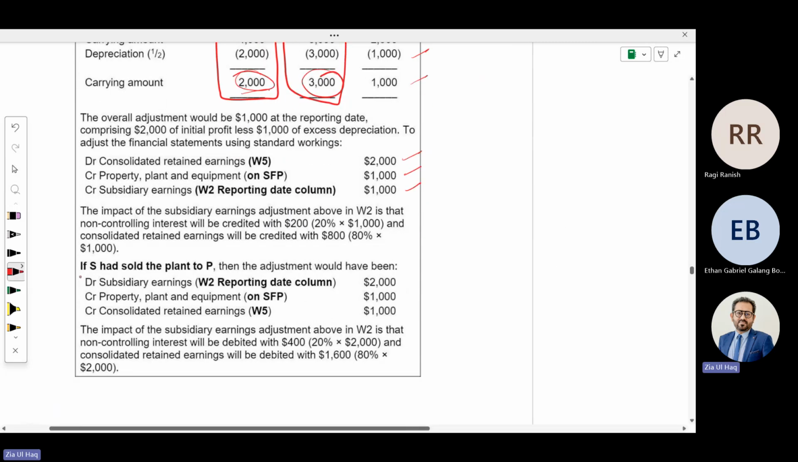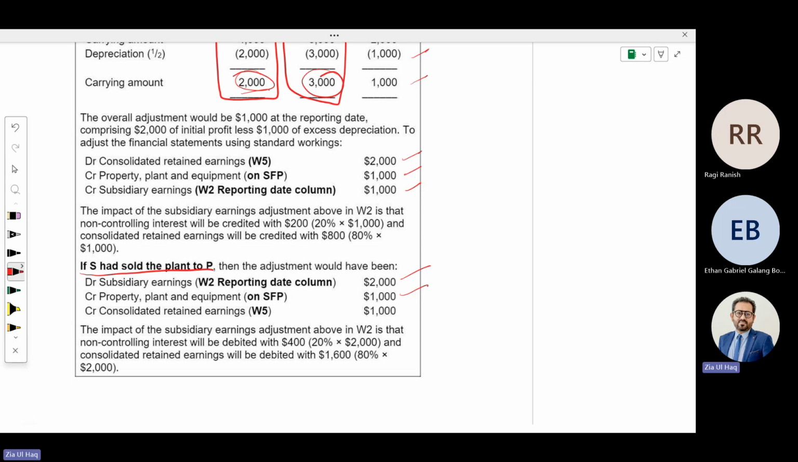If subsidiary sold the plant to parent company, who recorded the profit, subsidiary or parent? If subsidiary sold asset to parent company, in whose book profit is recorded on sale? I'm sorry. Subsidiary. This means this unrealized profit is in subsidiary book, so we need to debit subsidiary retained earning. And asset is overstated, we need to reduce by 1000. And that extra depreciation charge, we will add to retained earning.